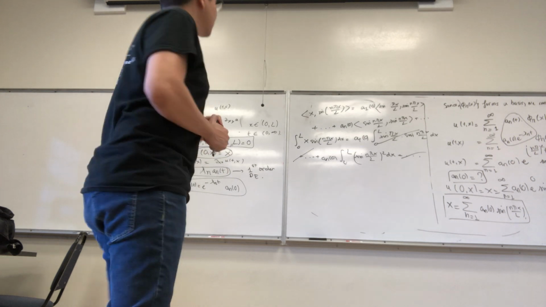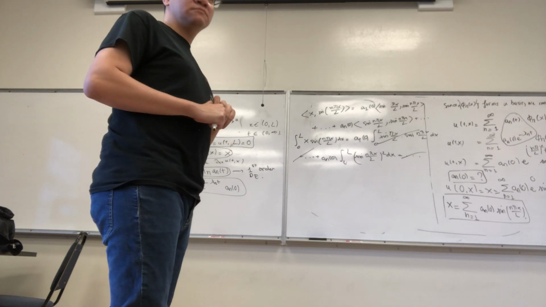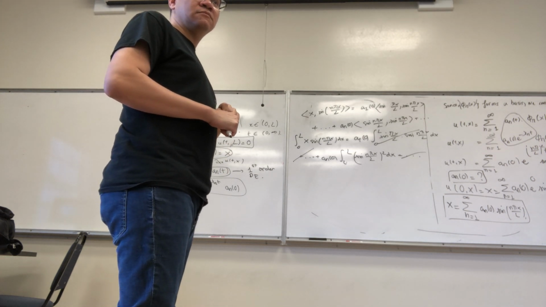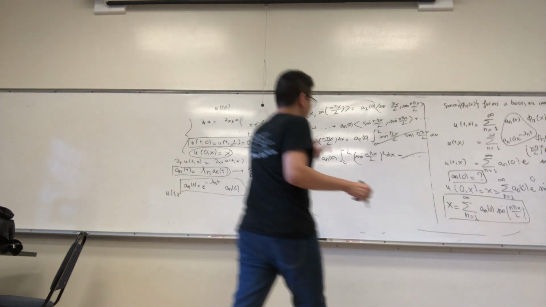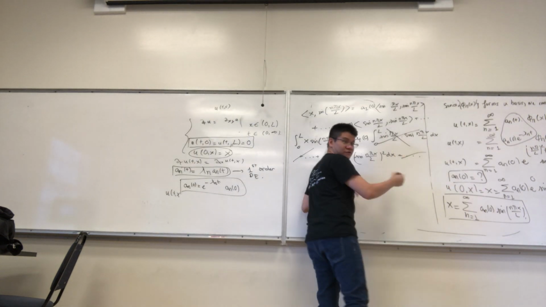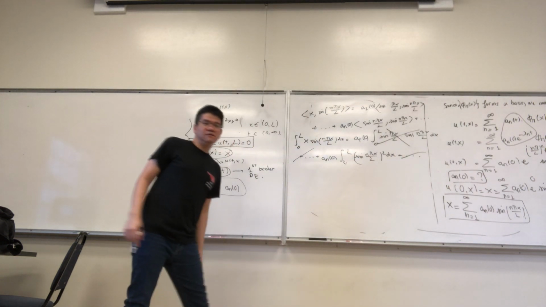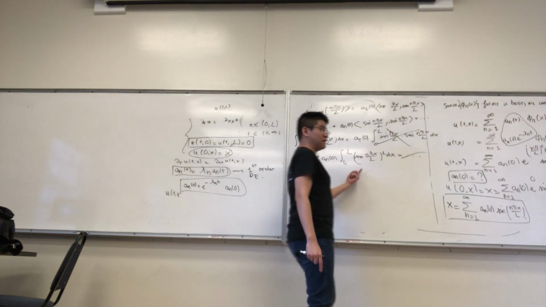Don't we know sine is an odd function? So everything is 0, because they are orthogonal. Right? So when you take the inner product, the only thing left is this guy.